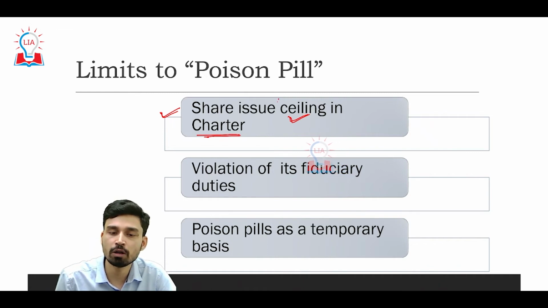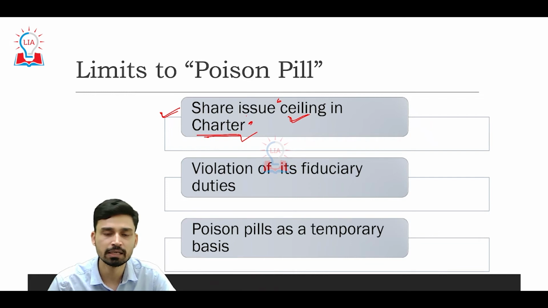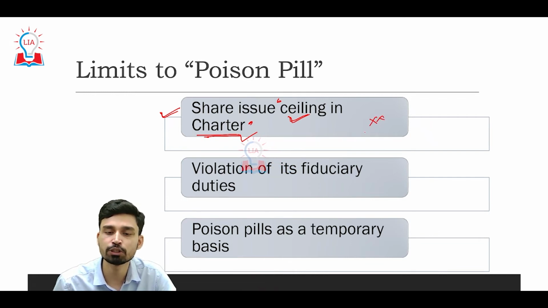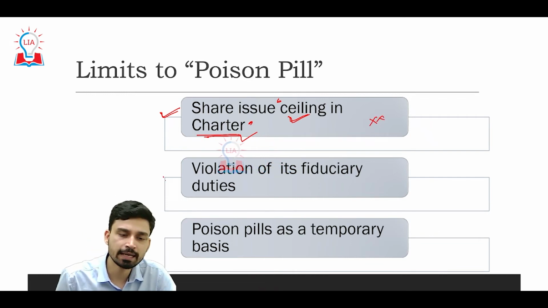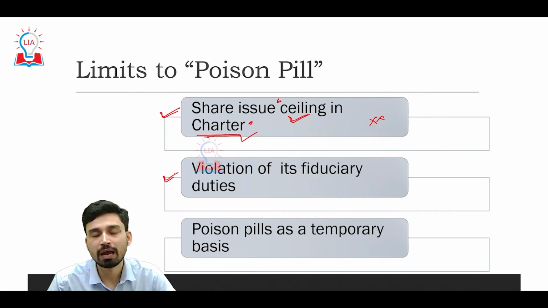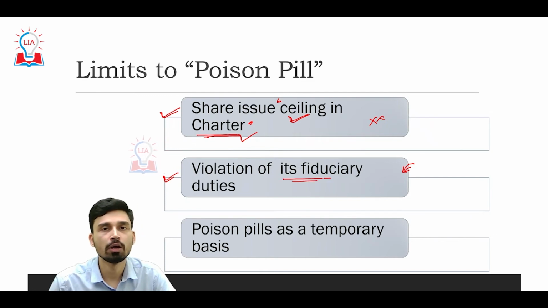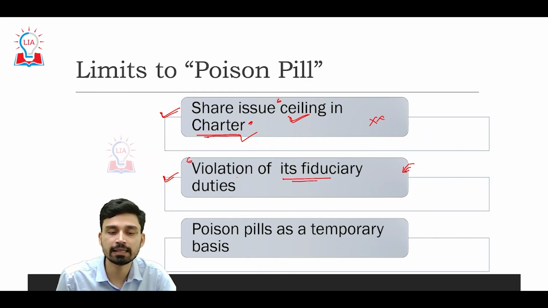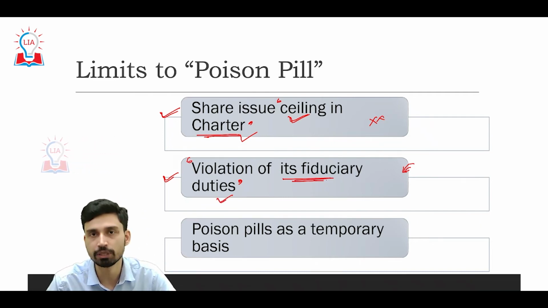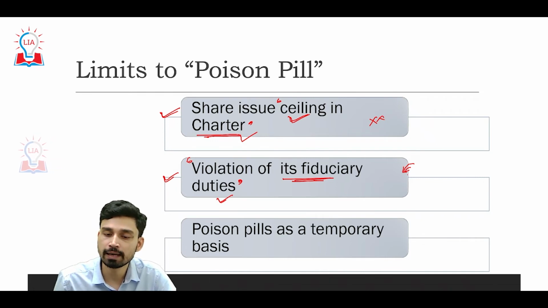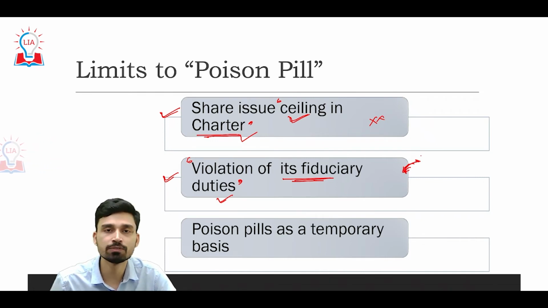But if there is already a determined ceiling in the charter of the company that you cannot issue more than that many shares, then the poison pill will not be that effective. Second, the poison pill can also have its limitation if the shareholders or stakeholders have sued the company in court and said that, by utilizing the poison pill strategies, the company has violated its fiduciary duties.